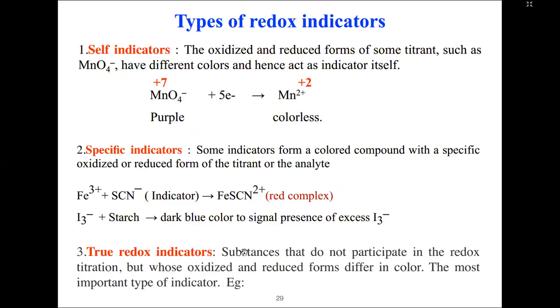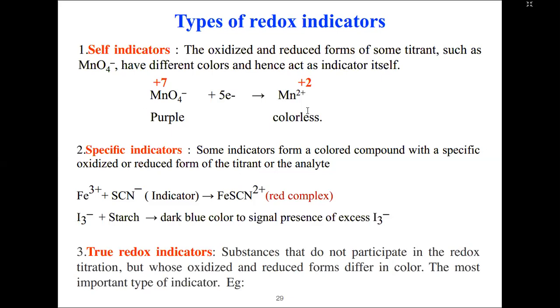So when talking about the different types of indicator, there are mainly three types. One of them is a self-indicator, where the reagent itself acts as an indicator. So for example, if you use KMnO4 as one of the reagents, then it can act itself as an indicator. When it is in the oxidized form, it has purple color, and when it is in the reduced form, plus 2, it is colorless. So the oxidation number of manganese is plus 7 on the reactant side, and plus 2 on the product side. So it has different color in oxidized and reduced form. Okay, that is a self-indicator. The reagent itself changes the color.